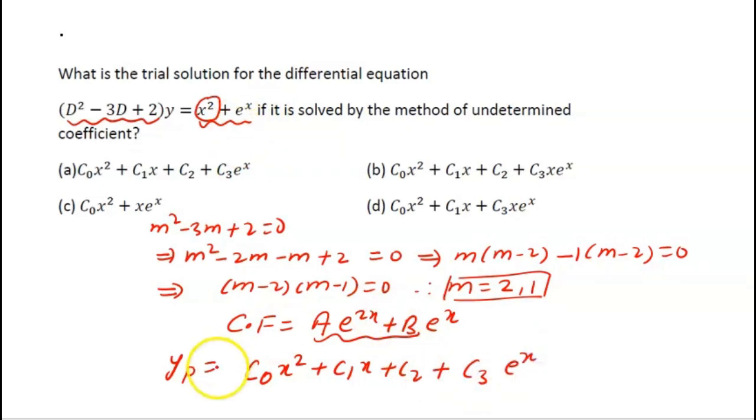Now compare the complementary function and this. Certainly these three terms are not present in the complementary function, but the e to the power x term is present. You see b e to the power x and c3 e to the power x are the same term. So to make it independent, we have to multiply it by x. Now this is the correct trial solution. So which option will be true now? I think this option will be correct.